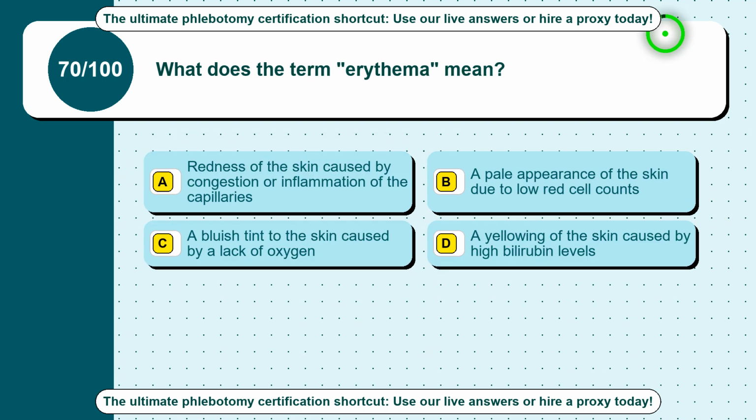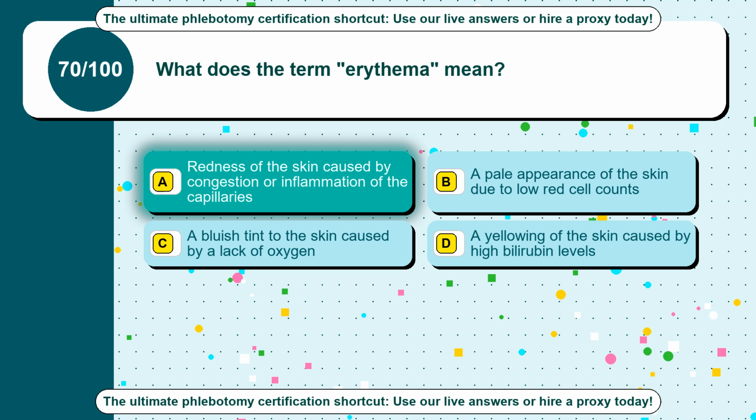Question 70. What does the term erythema mean? Option A, redness of the skin caused by congestion or inflammation of the capillaries. Option B, a pale appearance of the skin due to low red cell counts. Option C, a bluish tint to the skin caused by a lack of oxygen. Option D, a yellowing of the skin caused by high bilirubin levels. The correct answer is option A, redness of the skin caused by congestion or inflammation of the capillaries.